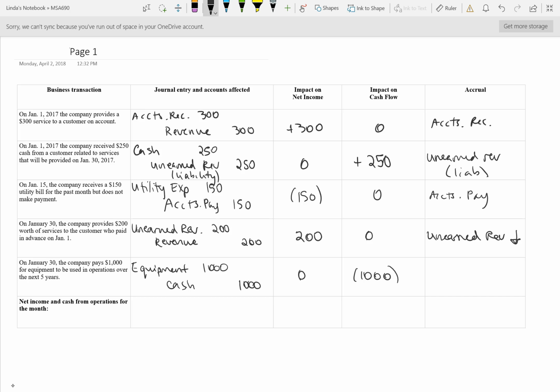Hopefully here you can see why accrual accounting matters compared to what we looked at with the discounted cash flow model, where we're focusing only on those cash flows. So our accrual here would be the equipment account. My net impact on net income goes up by $350 for this month of January. What happens to cash flow? Cash flows actually went down by $750. We see a very different picture being painted depending on whether we're looking at net income or cash flow.